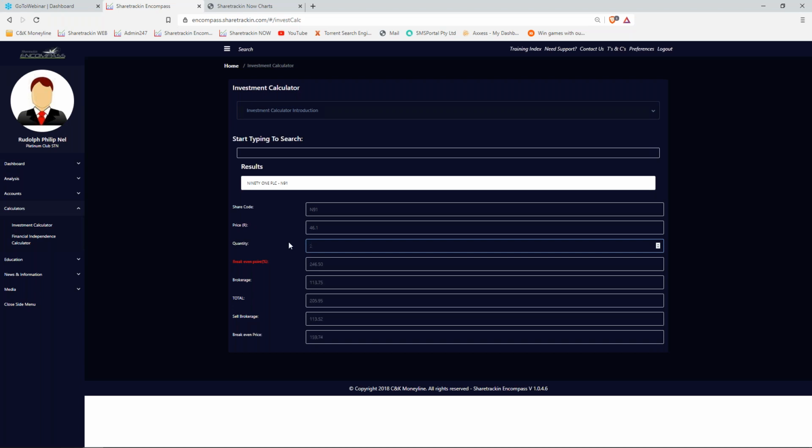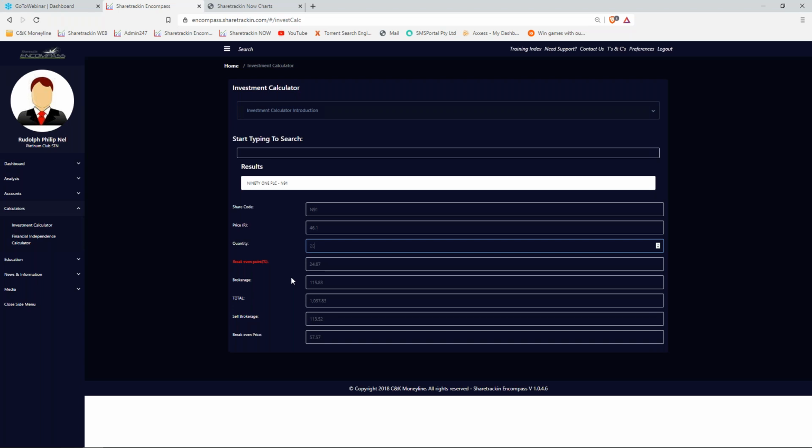Now, if we take 2 shares, for instance, we'll see that our break-even point percentage is 248%. So we need to grow by 248% before we start making profit. The reason for the 248 is because if you take your buying brokerage, which is 113 Rand and 75 cents, and your selling brokerage, 113 Rand and 52 cents, and put the two together, it's actually more than what your total cost is. So you need to grow more than double to be able to start generating profits. If I put in more shares, then you'll see it drops. Now it's 24%.